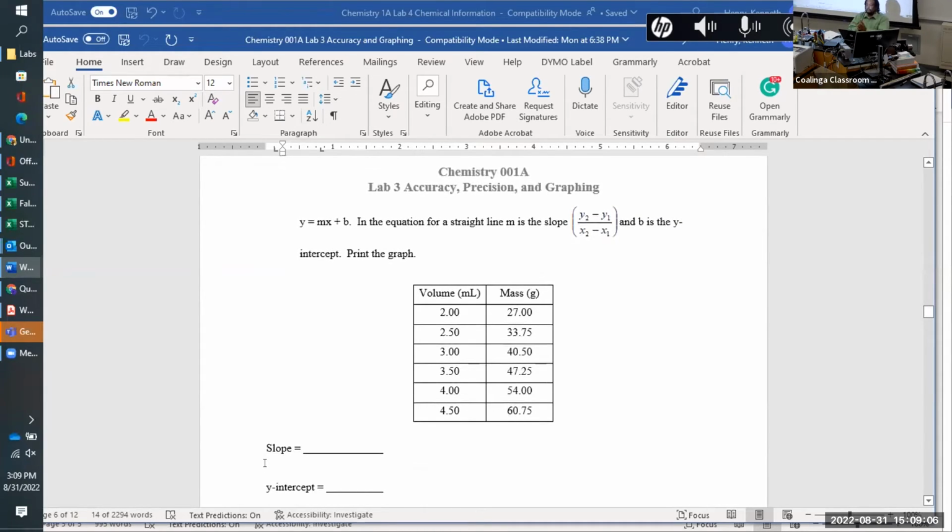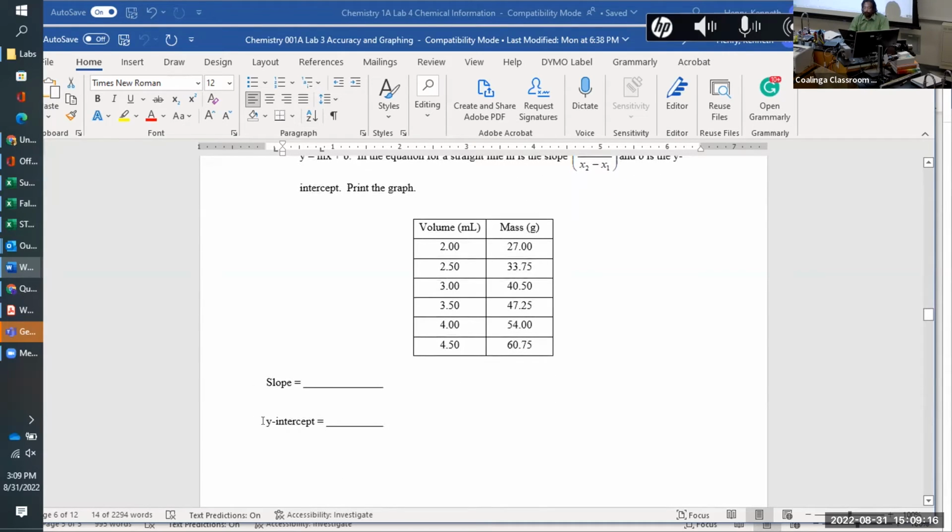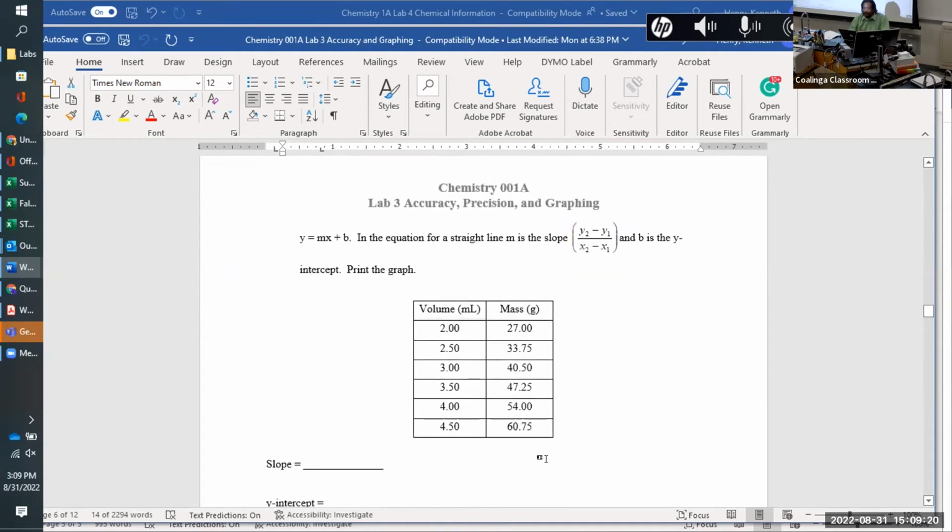Okay, so the next one is using the skills that you've learned and the fact that you can actually draw the data points. I want you guys to determine the slope and the y-intercept of the equation above, using the data, like by graphing the data.